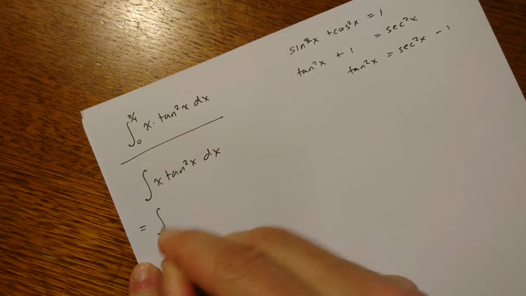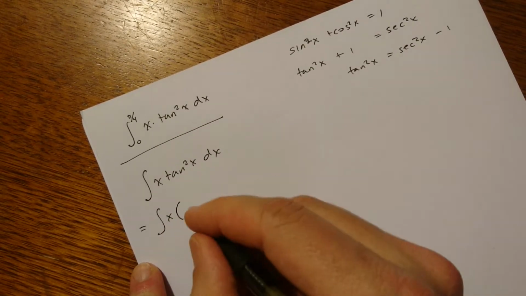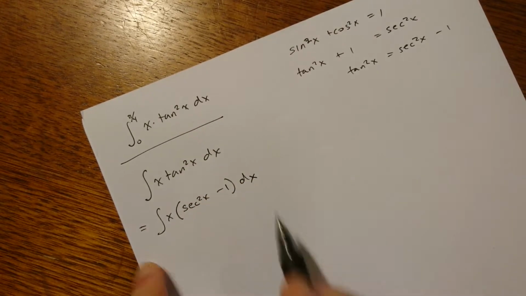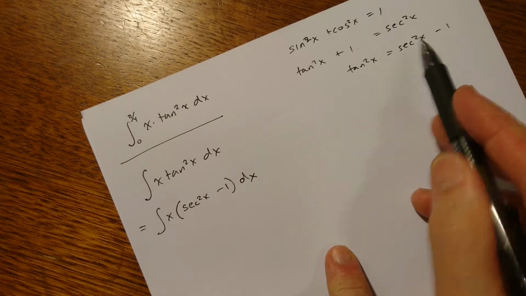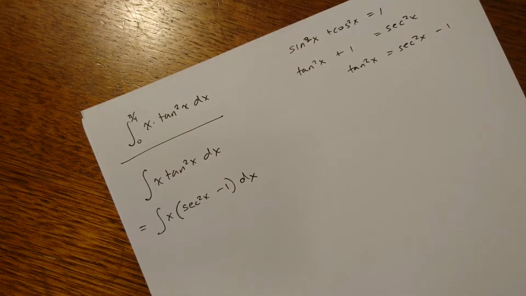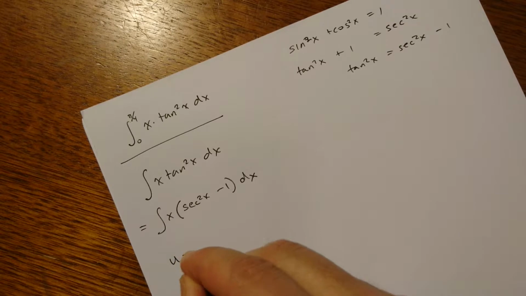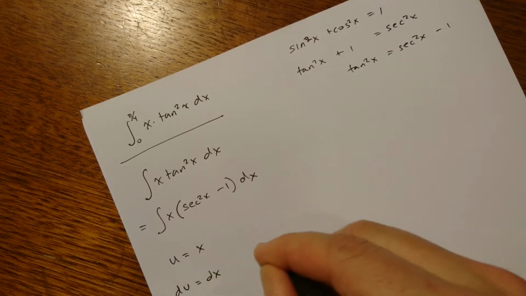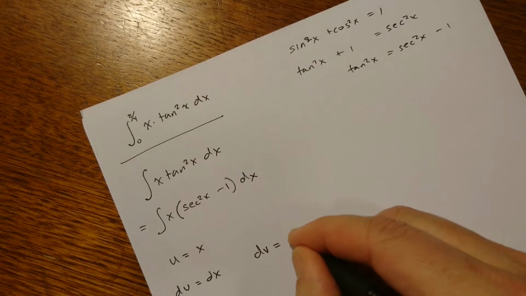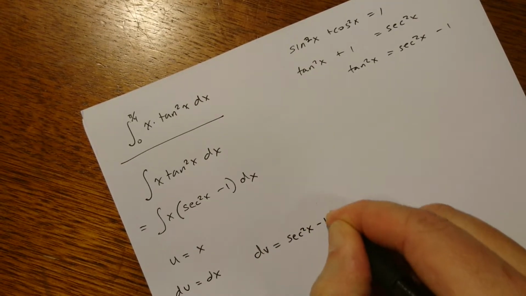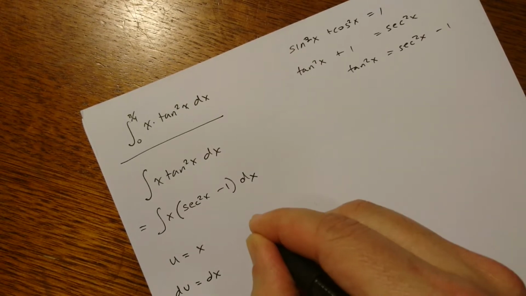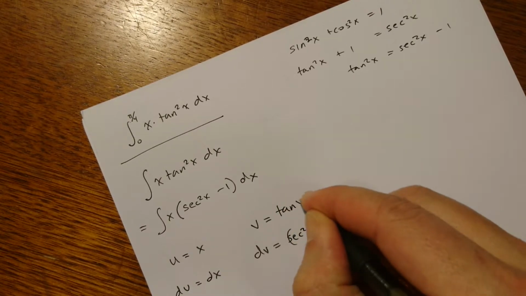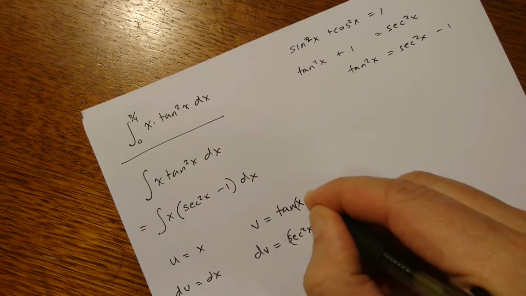So let's rewrite this integral with this substitution. Secant squared x minus 1 dx, right? So these are equivalent expressions, so I've substituted one for the other. So now I'm going to try parts on this. u is going to be x, du will be dx, dv will be secant squared x minus 1 dx, and v is then tangent of x minus x.